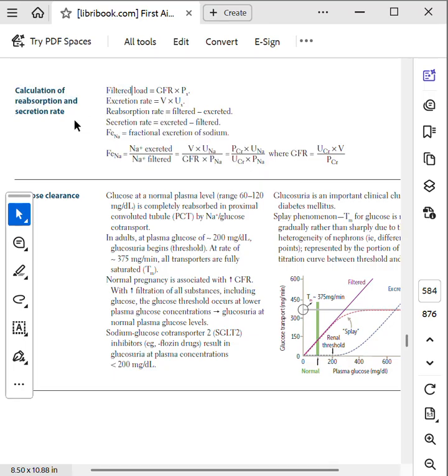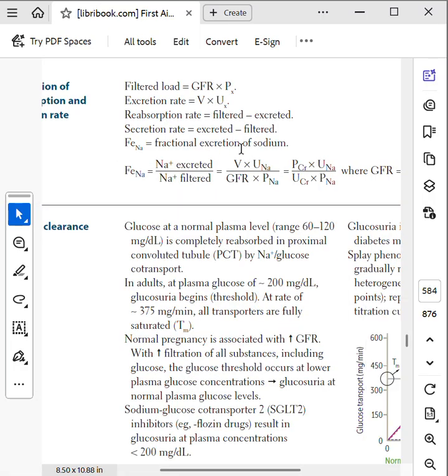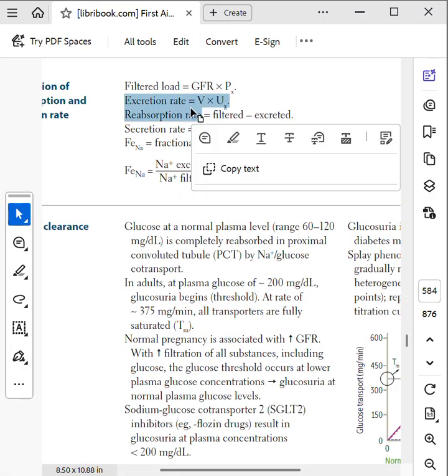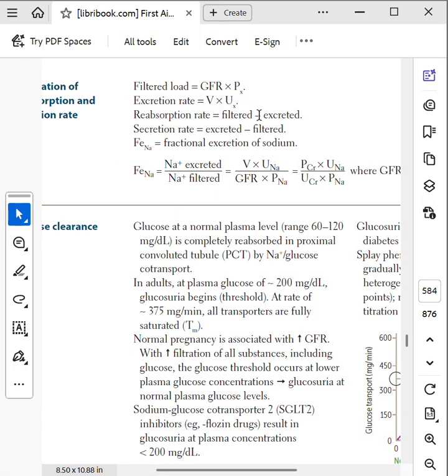किसी भी substance की filtration और reabsorption rate को निकालने के लिए हमारे पास सबसे पहले एक filtered load होना चाहिए. Filtered load is basically the GFR into the plasma concentration of that substance. And then the excretion rate is basically the flow of urine into the urine concentration of the substance. ठीक है, ये दोनों चीज़ें हमें समझ आ गई. Now reabsorption rate क्या होता है? filtered वॉल्यूम में से आप एक्सक्रीटेड वॉल्यूम निकाल रहे हैं तो ये reabsorption है. और सिक्रीशन रेट क्या होता है? सिक्रीशन रेट इज़ बेसिकली एक्सक्रीटेड में से फिल्टर्ड निकाल दें. जितना भी बाहर निकला उसमें से फिल्टर्ड निकाल दें तो आपको पता चलेगा सिक्रीशन रेट क्या है.